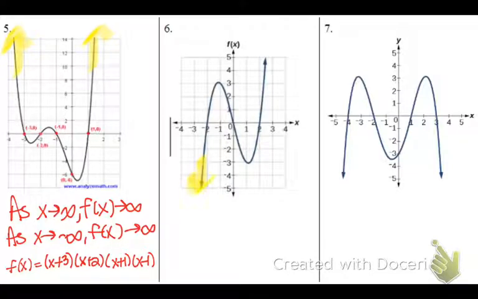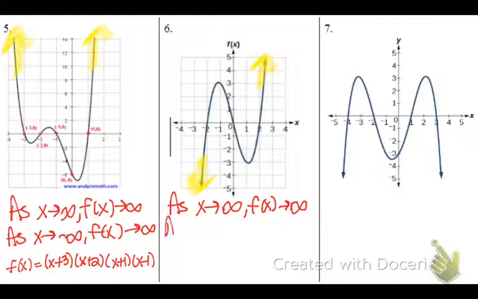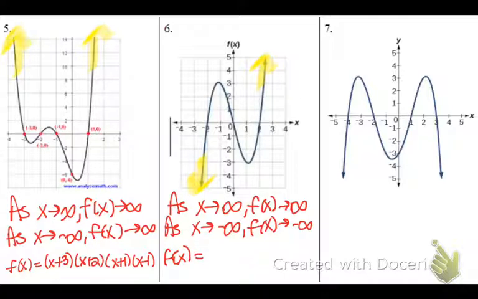On number 6, for my end behavior, as x goes to the right, where does y go? Is it up or down? Up to positive infinity. And what about as x goes to the left? It goes down to negative infinity. And my function, f of x, and I'm just using f because it's easier. What's my first one? X? Oh, because it goes through 0. Okay, then what? Then x plus 2 and x minus 2.